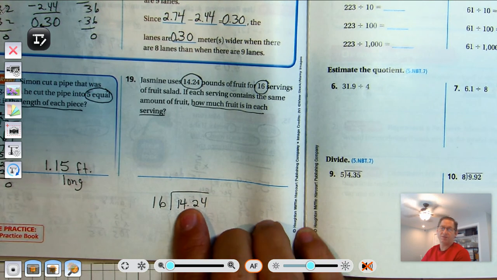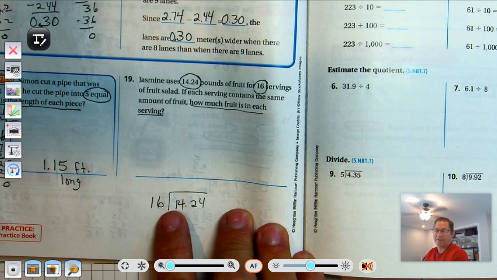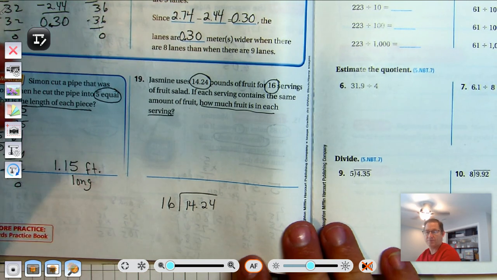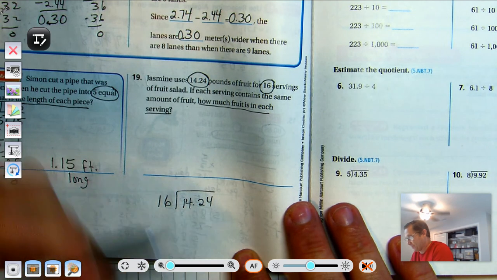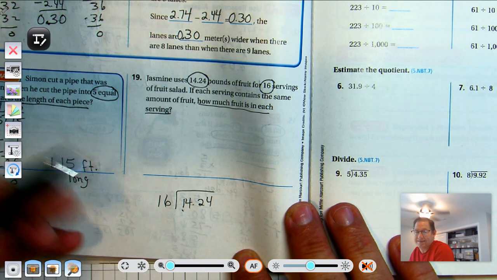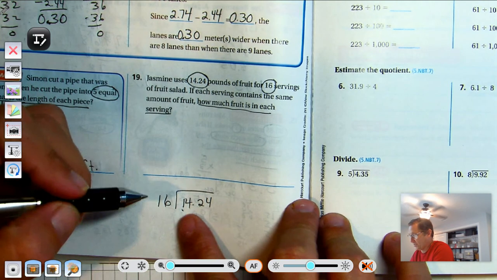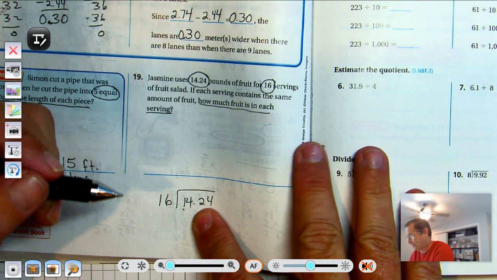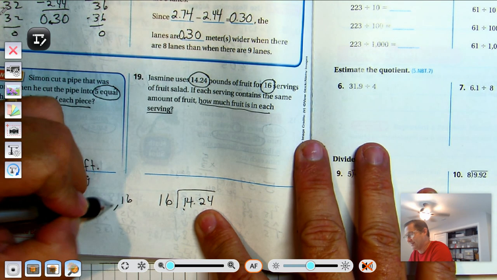Well, if we just said 14, well, that's close to 16. 16 divided by 16 would be 1. So our answer is going to be about 1. All right, so I can't put 14 into groups of 16. So I'm going to treat this as 142 tenths. 142 tenths divided by 16.